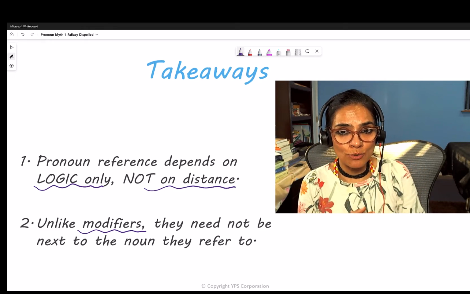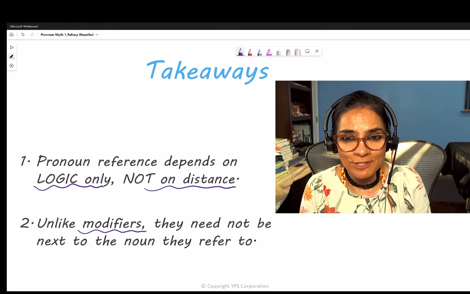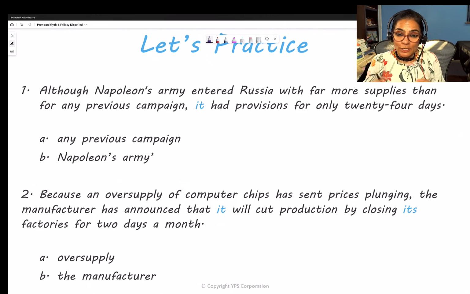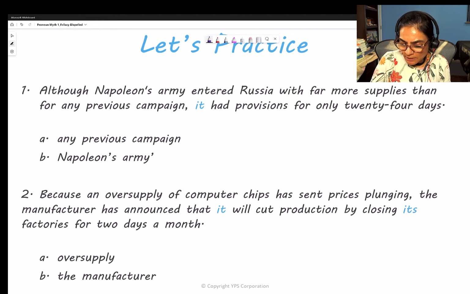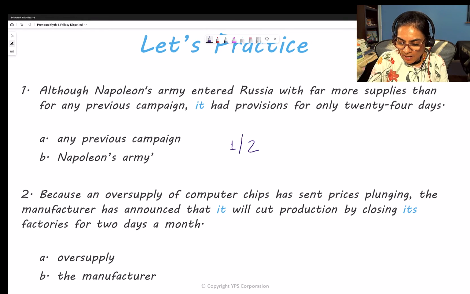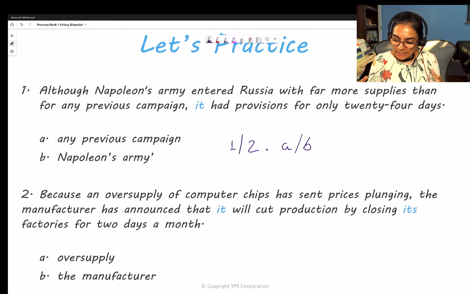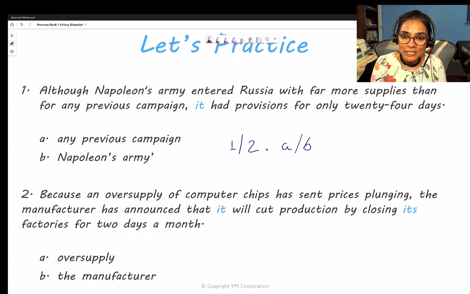Now, before I let you go, I have a few practice questions for you. So here are the two practice questions for you. Both these sentences have two answer choices. You will leave your answer in the comment box below. What you need to do is first write the sentence number, say either 1 or 2, and then select either A or B according to what you deem is the correct answer. Please leave your answers in the comment box. Our experts will definitely validate your response.